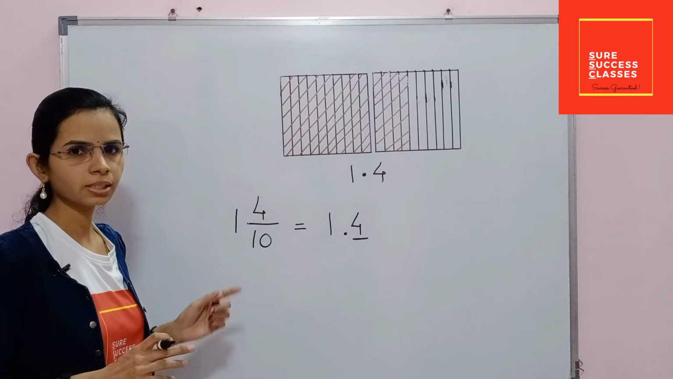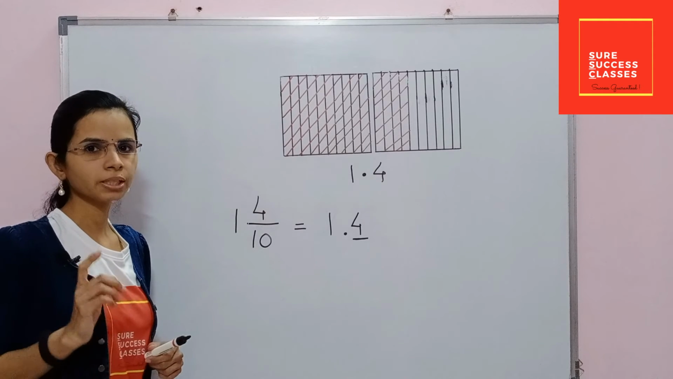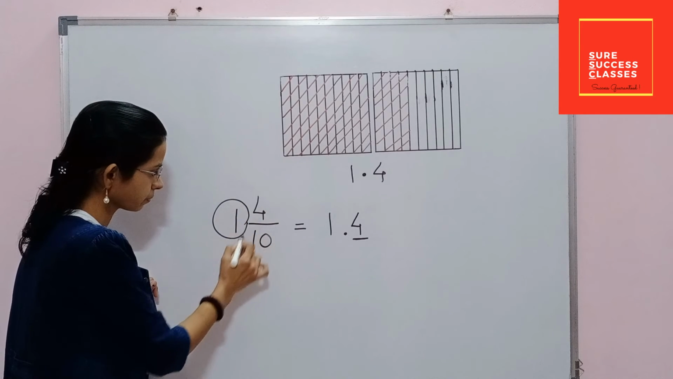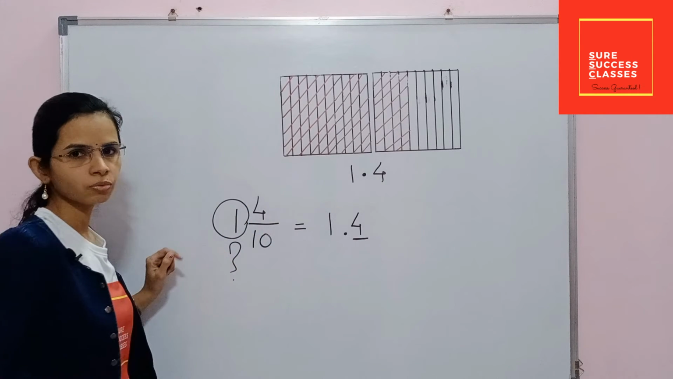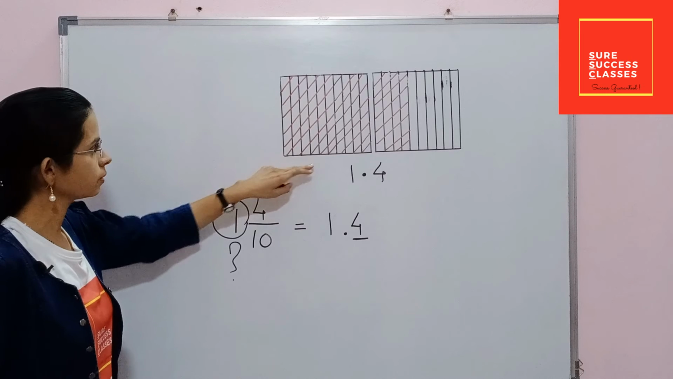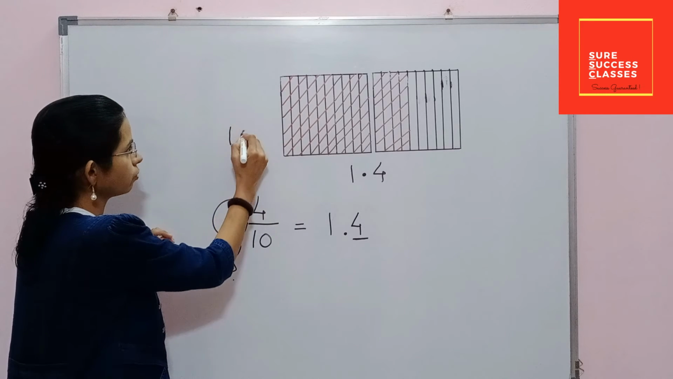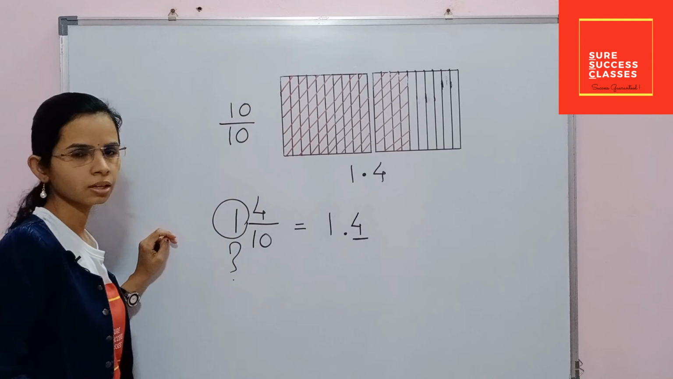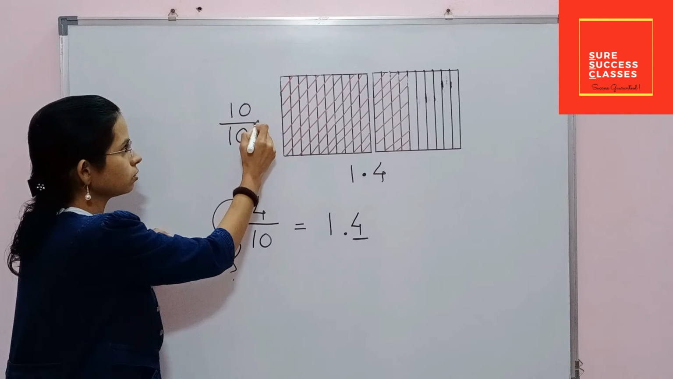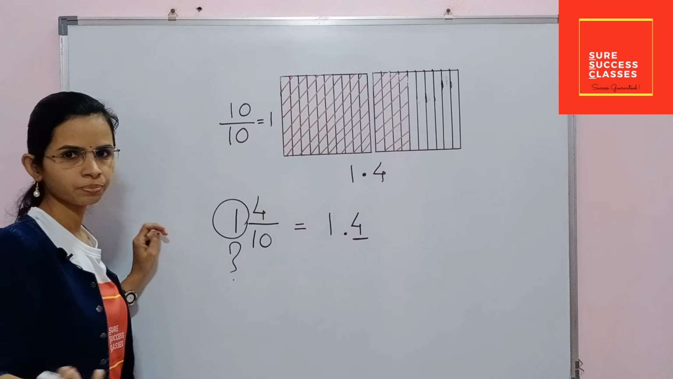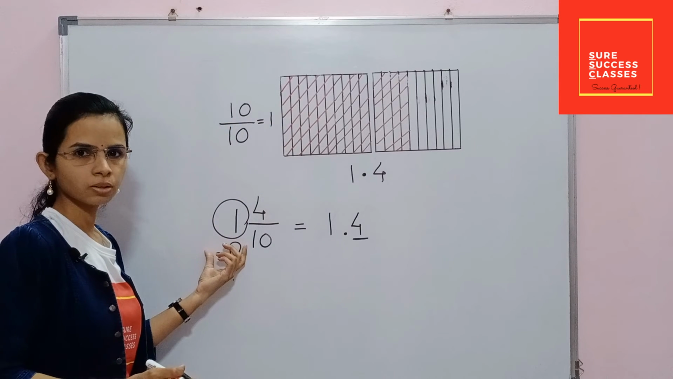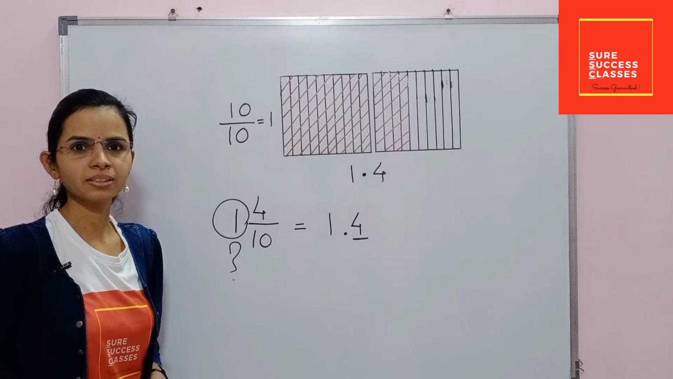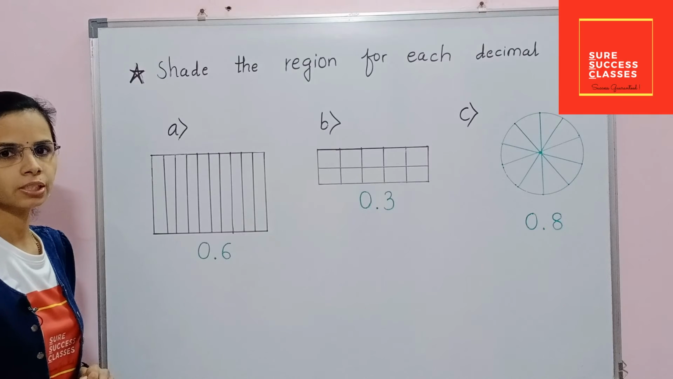Students, when we solve this example, one question should be raised in your mind: why did we take 1 here? We know, if you observe this figure, here out of 10 equal parts, 10 parts are considered, and 10/10 is equal to, we know, 1. So here we took 1. Now I think your concept is clear. Let's move to the next question.